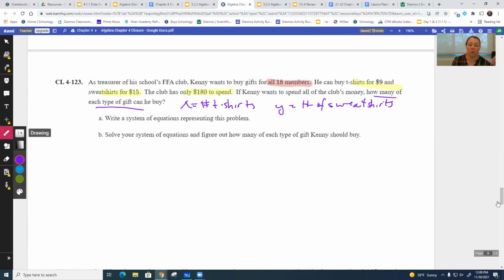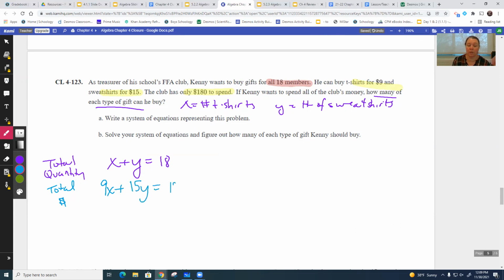So if I know the total of shirts that he is going to buy is 18, and the total is made up of t-shirts and sweatshirts, my first equation would be X plus Y equals 18. So this has to do with the total quantity. Now I'm going to make another equation that has to do with the total amount of money. If he has to spend $9 for each t-shirt, it's 9 times however many t-shirts, so 9X, plus 15 for each sweatshirt, so 15 times Y, and it's going to be a total of $180. So those are my two equations, and then I want to solve this system.